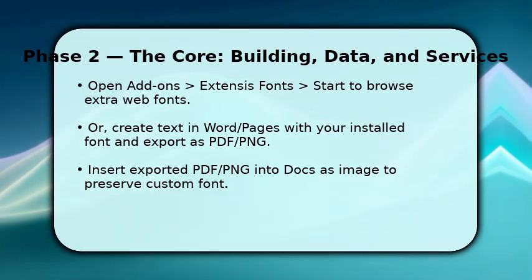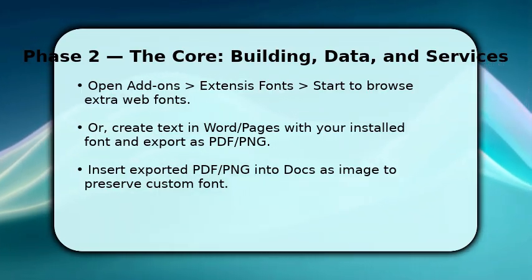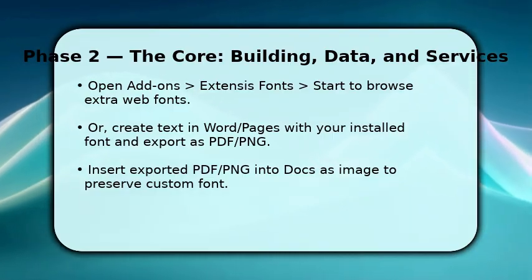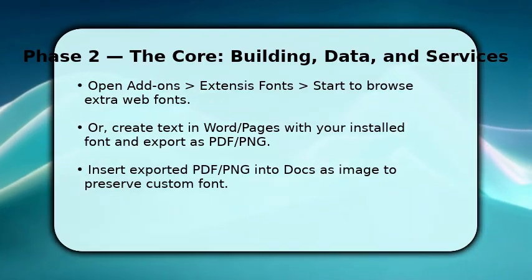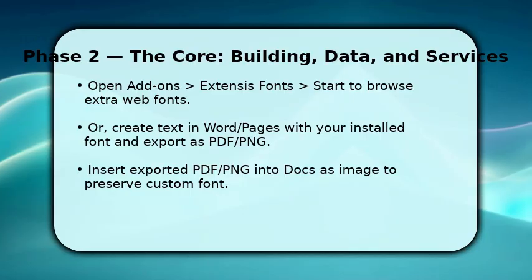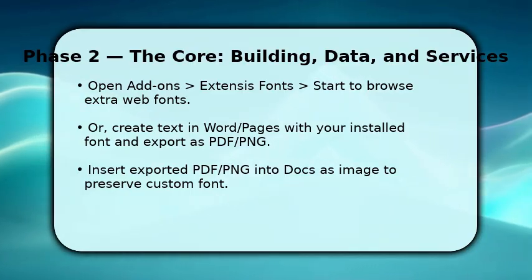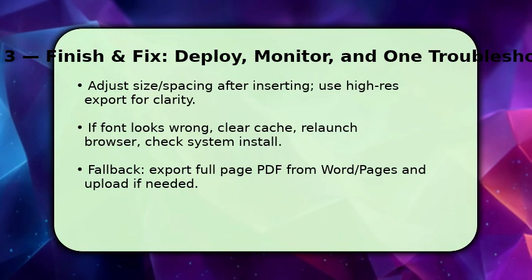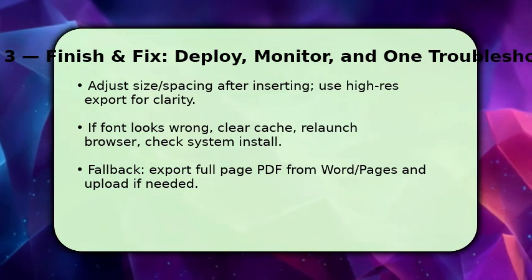Alternatively, create your text in Word or Pages where your installed font appears. Format at final size, export as high-res PDF or PNG. Then insert that file into Docs and align it with your document. This method preserves your exact type. Finish by sizing and positioning the inserted text or image so it blends with your document. Make sure images are high resolution to avoid jagged edges.